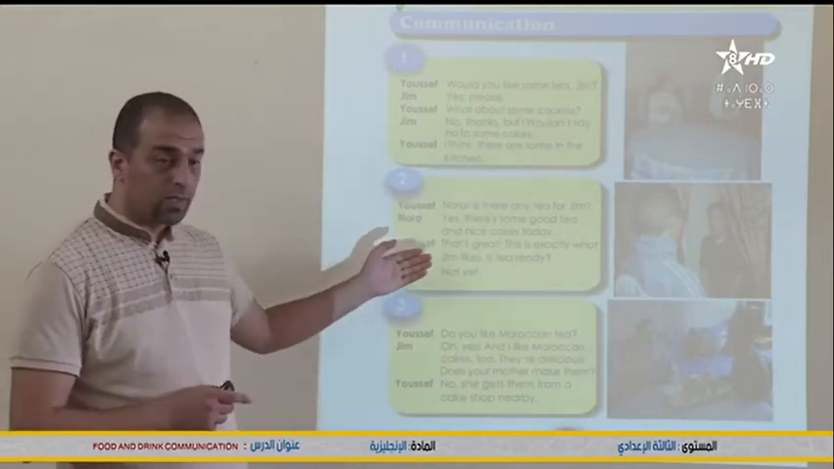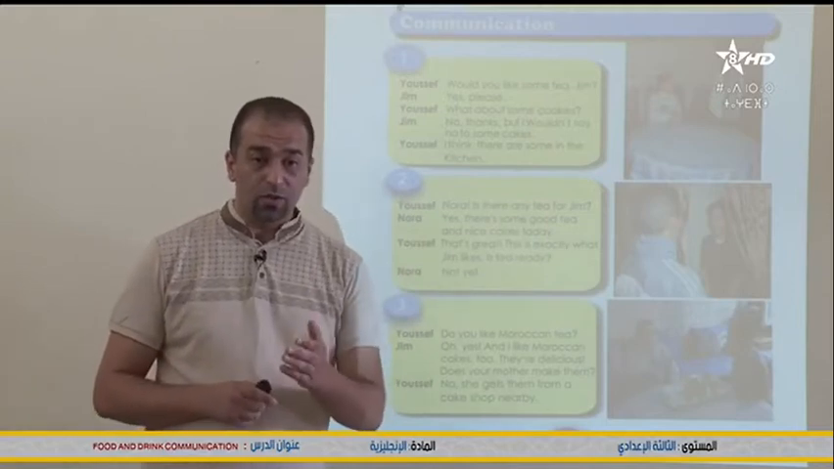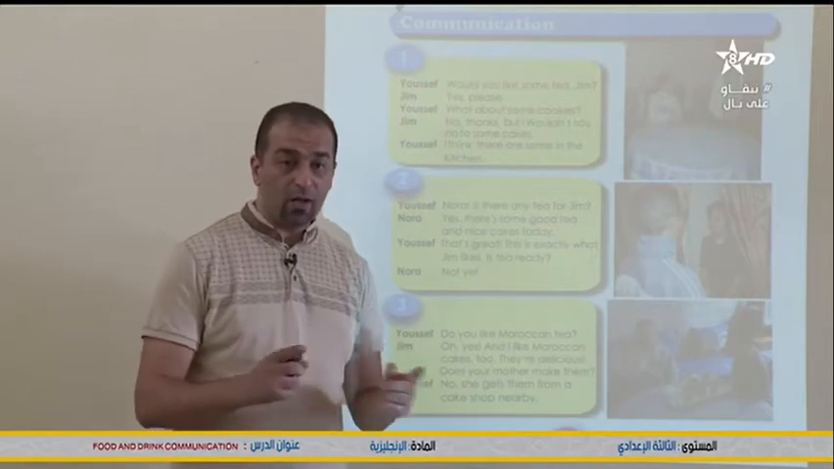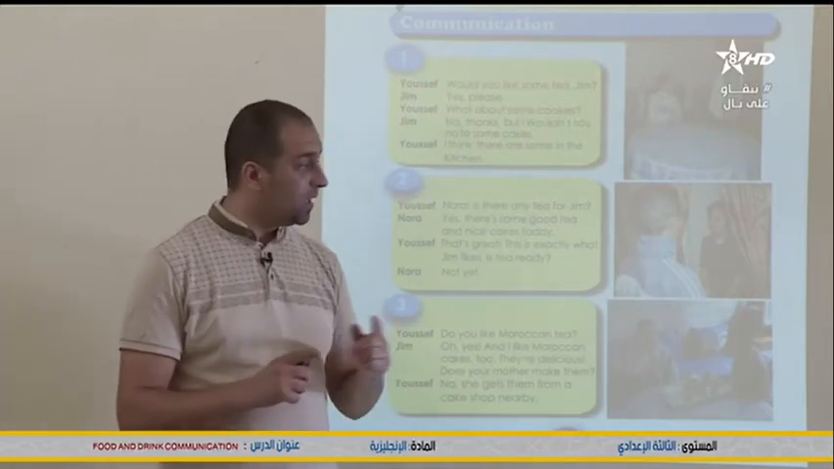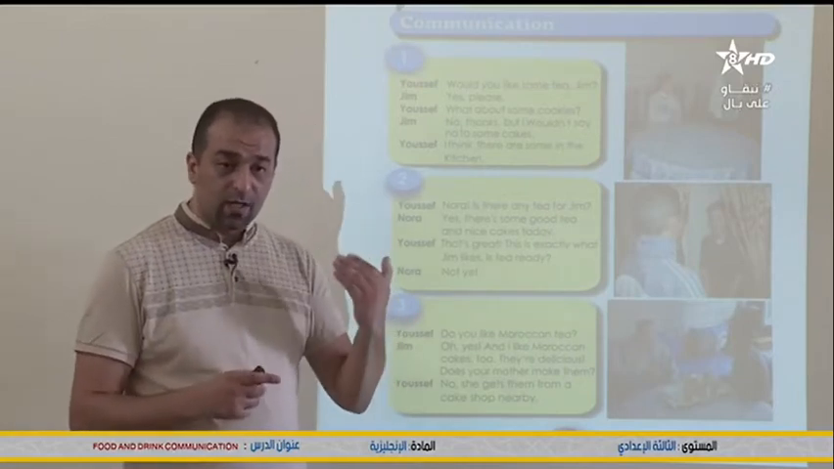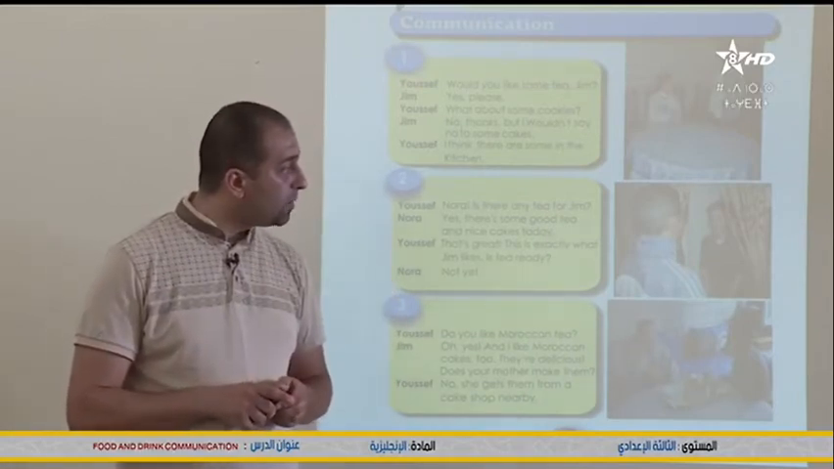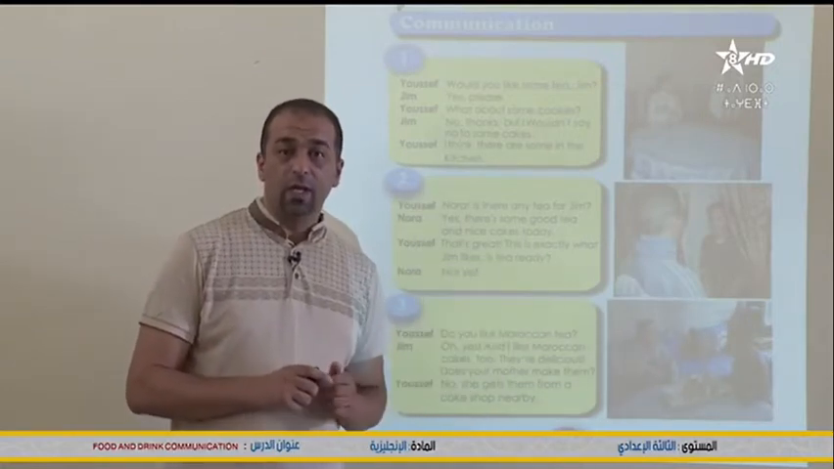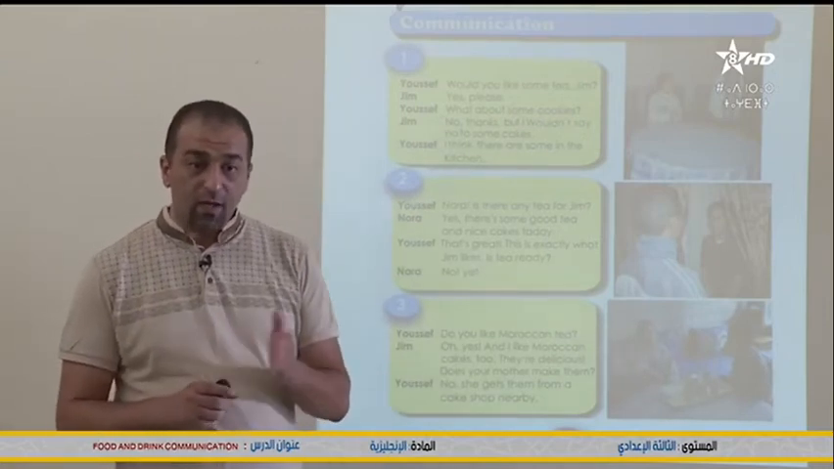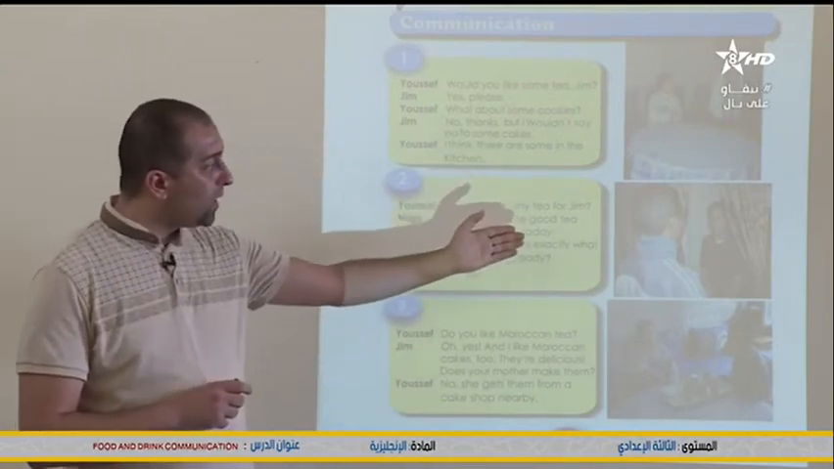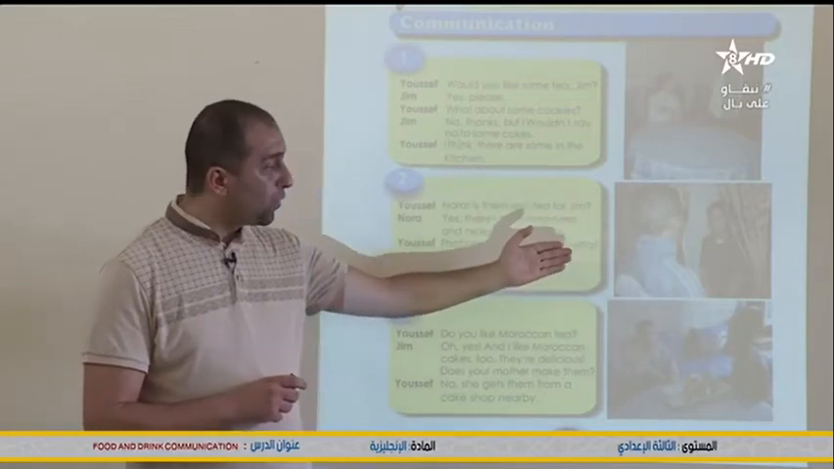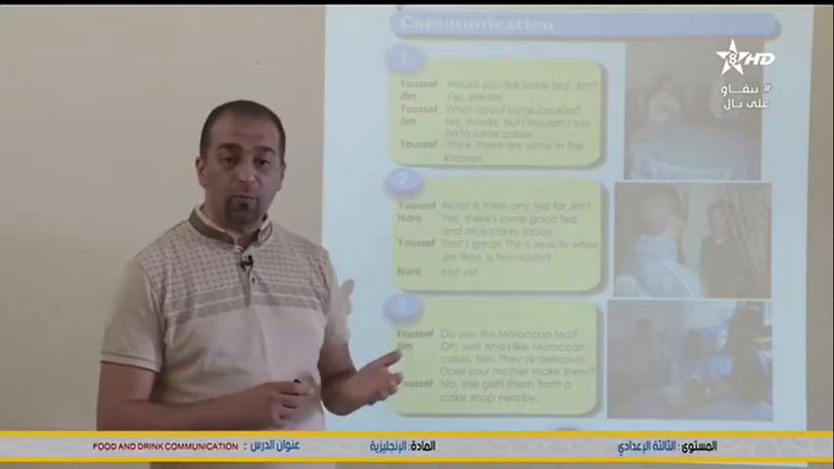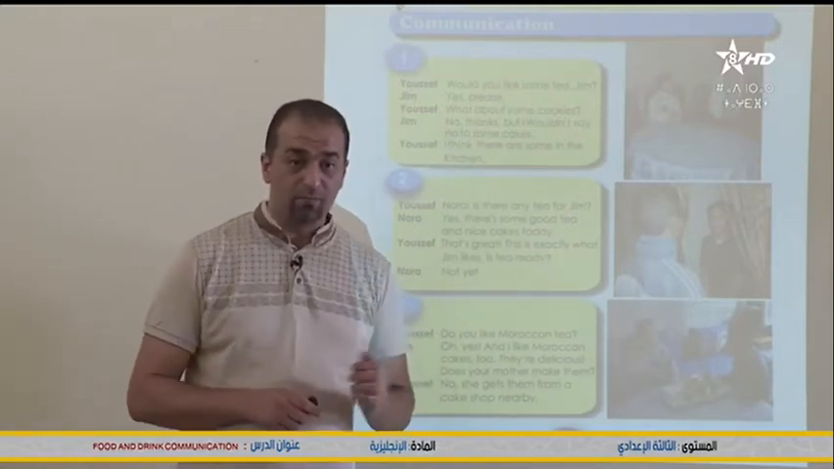Number 2, so dialogue 2 and picture number 2. We have Yusuf and Nora. Yusuf and Nora are brother and sister. So, to revise the last lesson about family members, we can say that Nora is Yusuf's sister and Yusuf is Nora's brother. Right, good. Now, where is Nora in the picture? Nora is in the kitchen. For what? To prepare tea for Jim.